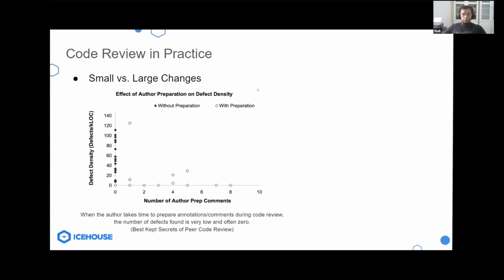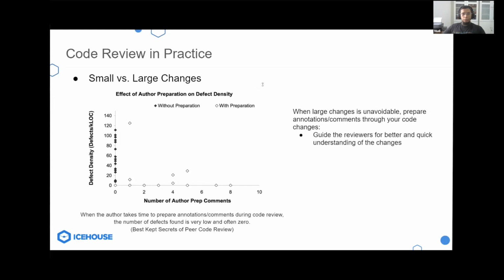One conclusion is that the action of preparing comments by the author before the review causes the author to identify and correct most defects on his own, and thus makes the review itself more efficient. So when you can't avoid large changes, I recommend that authors prepare initial comments on the code changes during the review. First, it will serve as a guide for reviewers for better and quicker understanding of the changes. And secondly, such preparation will cause anyone to be more careful, rethink their logic, and write better code overall.